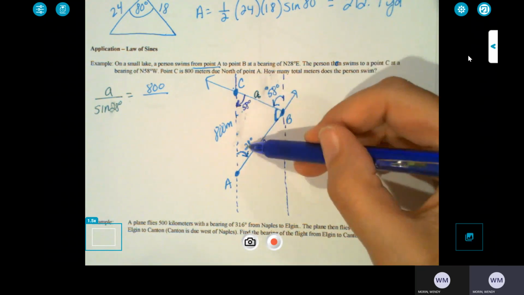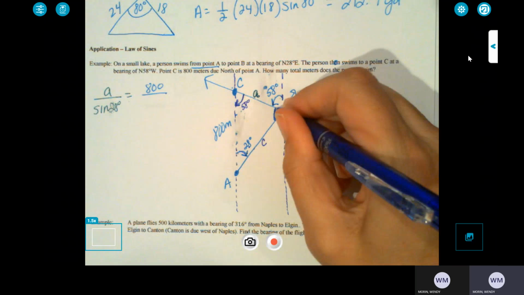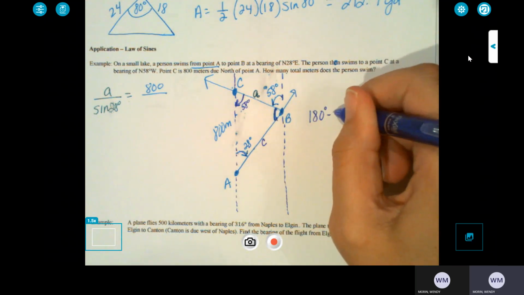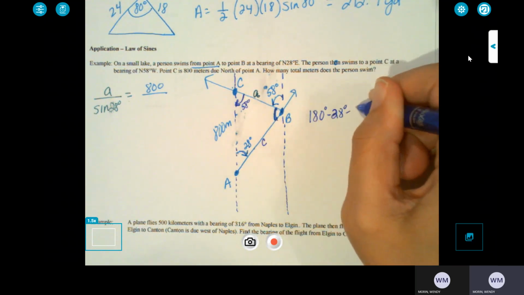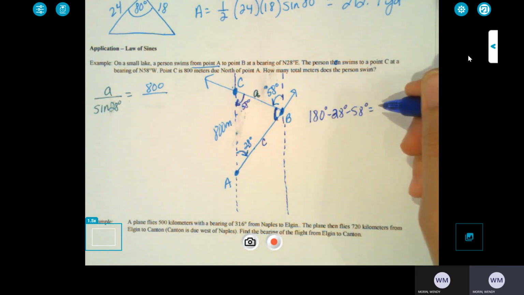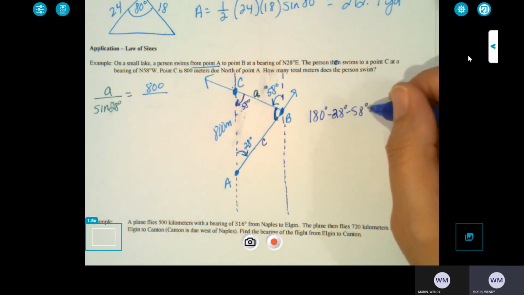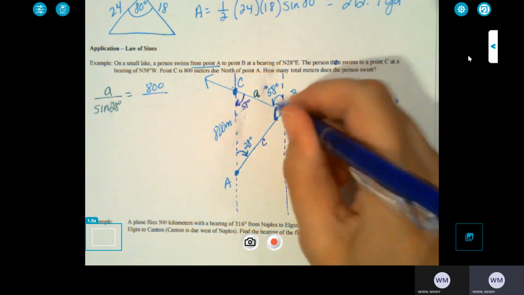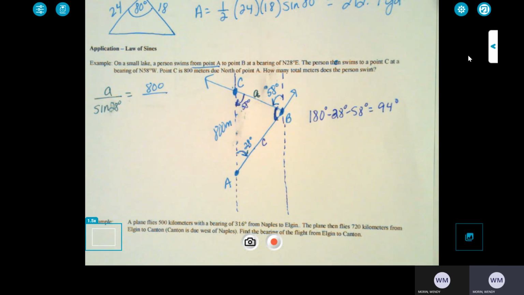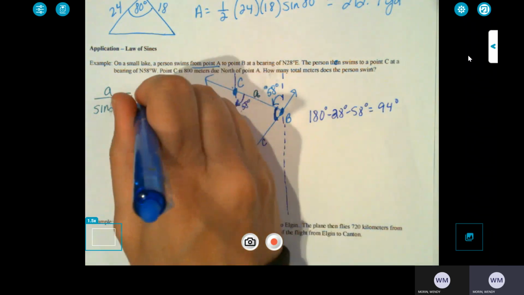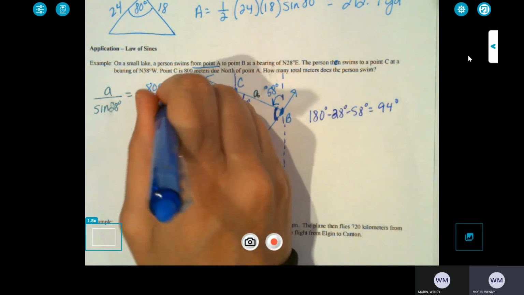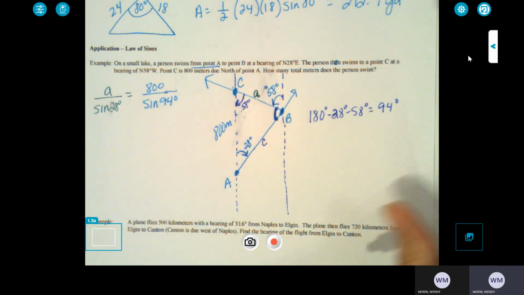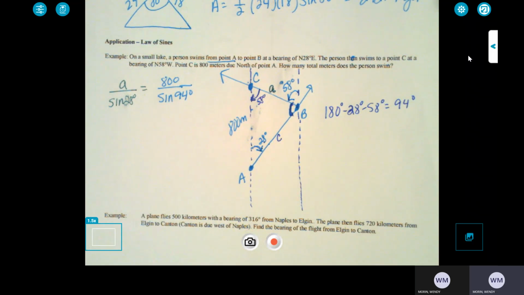So if we know that this is 58 and this is 28, can you figure out angle B? Yes, we can. And that's 180 minus 28 minus 58. Angle B comes out to be 94 degrees. That's this angle right here. So 800 is to the sine of 94 degrees. So if you draw a very small picture and you don't dot in your north-south lines, it makes things very, very confusing, and you have to remember your geometry.